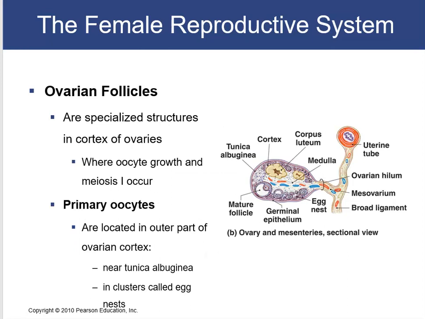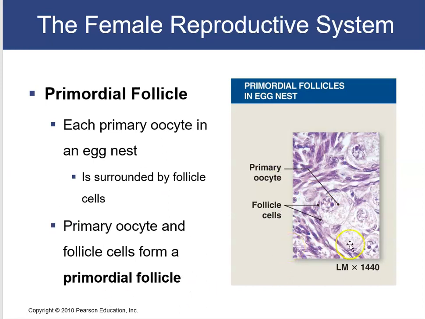Looking at the ovarian follicles, these are specialized structures in the cortex of the ovaries. This is where the oocyte grows and meiosis I will occur. These primary oocytes are located in the outer portion of the ovarian cortex, near the tunica albuginea, and they are found in clusters that are called egg nests. So we can see these clusters of primary oocytes. It's a little bit better picture here. We can see an egg nest right here.